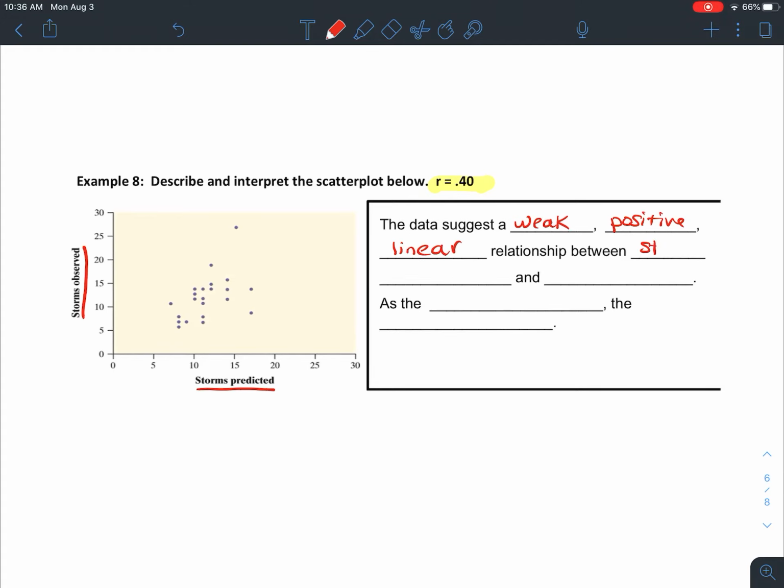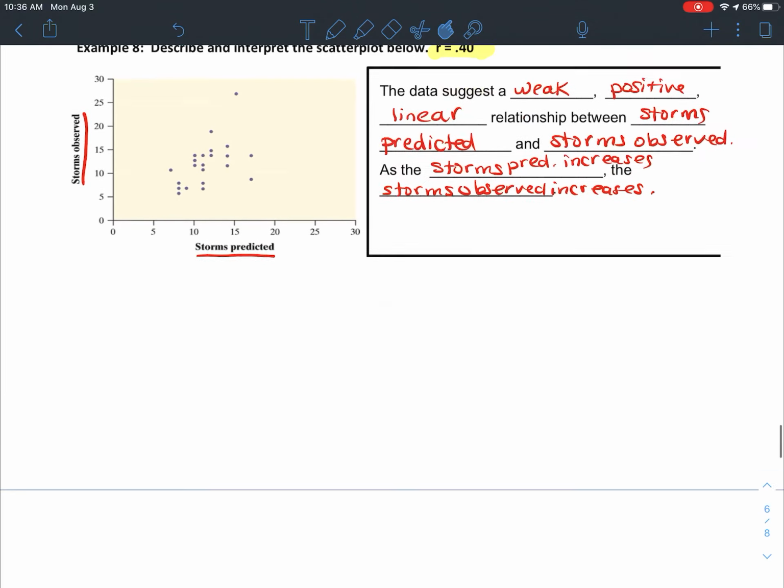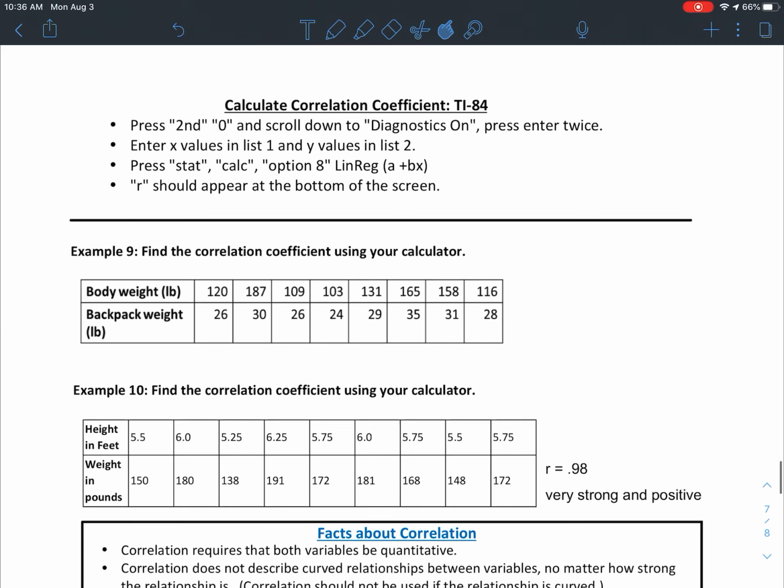linear relationship between storms predicted and storms observed. As the storms predicted increases, the storms observed increases. Okay? All right, so that is that explanation there.